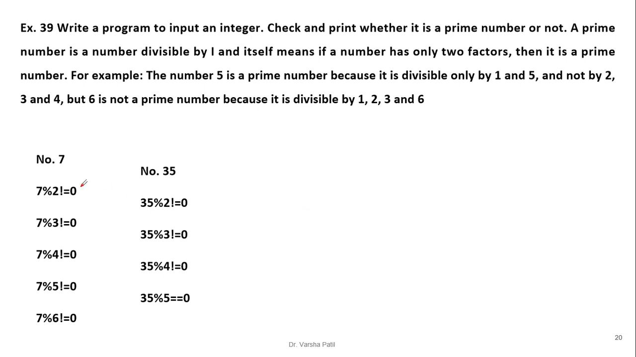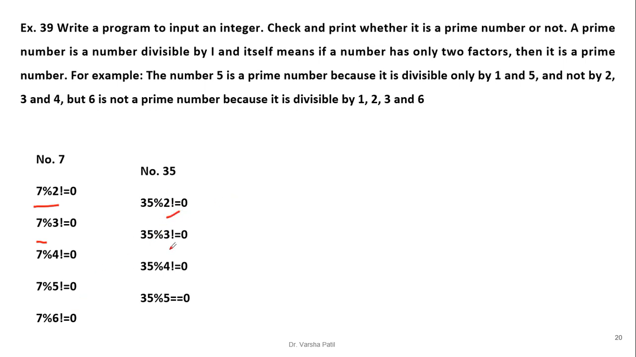This is a prime number program. A prime number is a number which is divisible by only 1 and the number itself. For example 7, when we divide by 2, 3, 4, 5, 6, it is not divided, so the remainder is not 0.